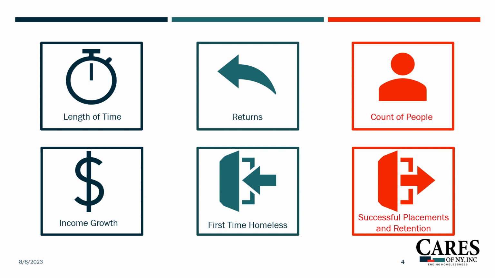The System Performance Measures report technically consists of 7 measures. However, Measure 6 is not relevant to any CoC, so I have decided to exclude it from this presentation. The measures we are going to review are length of time persons spend homeless, returns to homelessness, the total count of persons experiencing homelessness, income growth, only for CoC-funded projects, persons experiencing homelessness for the first time, and successful placements and retention.